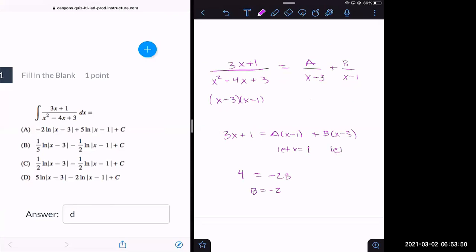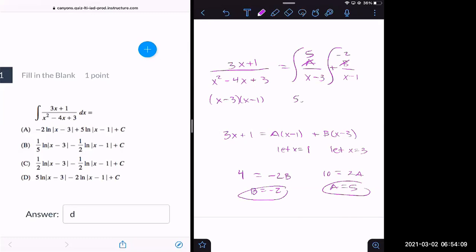And then we can do the same thing to get rid of B. So let's let x equal 3. So the left side would be 10. And then we have 2A. So I get A equals 5. Then those two values, I'm just going to come back up. Okay, A is 5, B is negative 2, and then I'll integrate these two pieces.